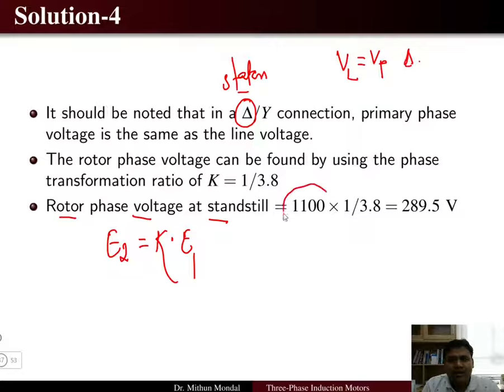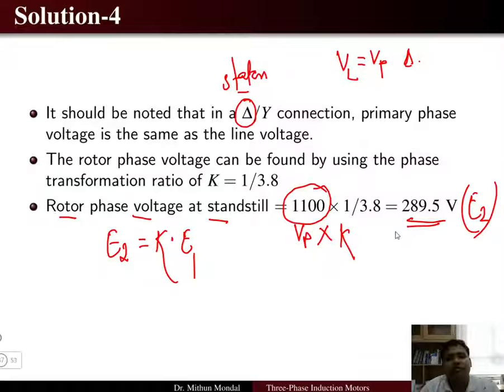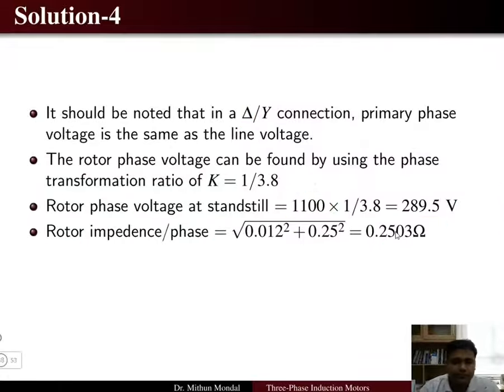So 1100 volts, which is the stator voltage, will be the same whether it is for the line voltage or for the phase voltage. Multiplied with the value of the transformation ratio, it will give you the value of the induced EMF E2 at the standstill condition, which comes to be 289.5 volts in the rotor.